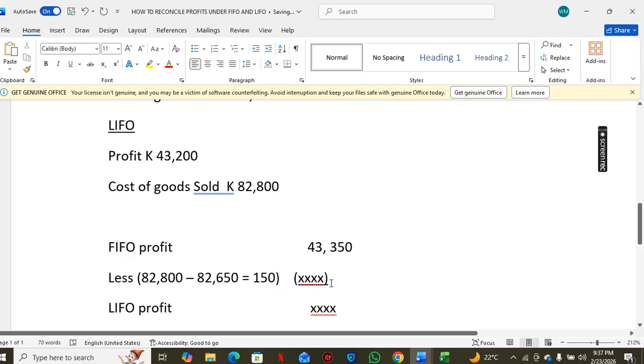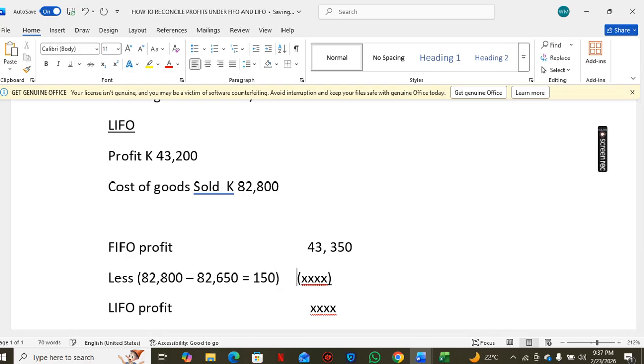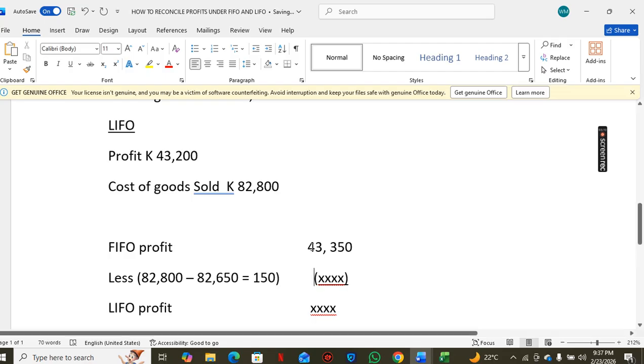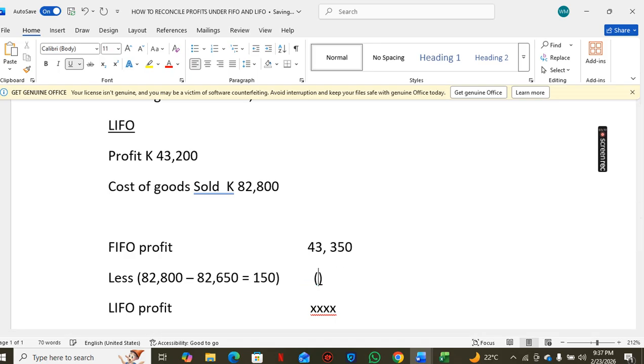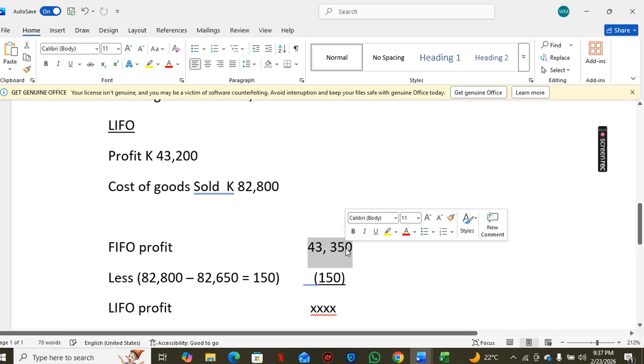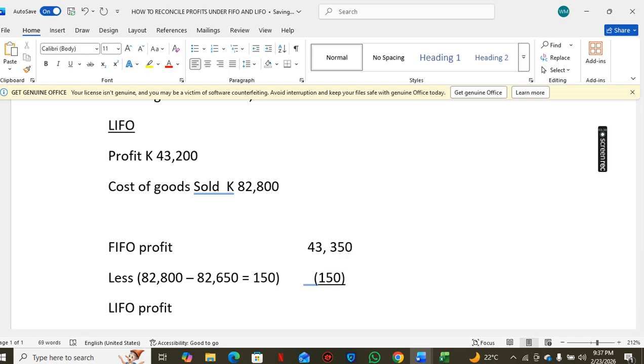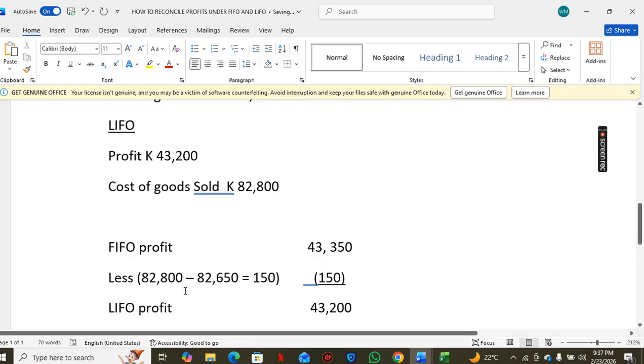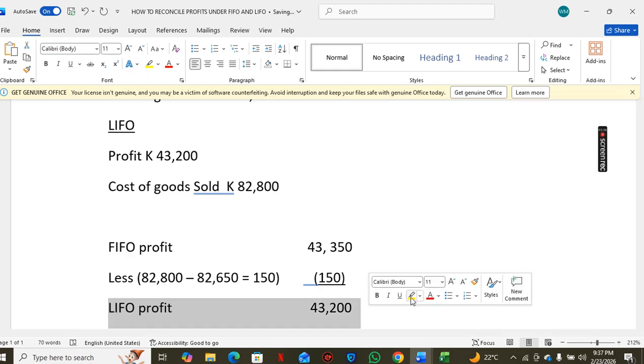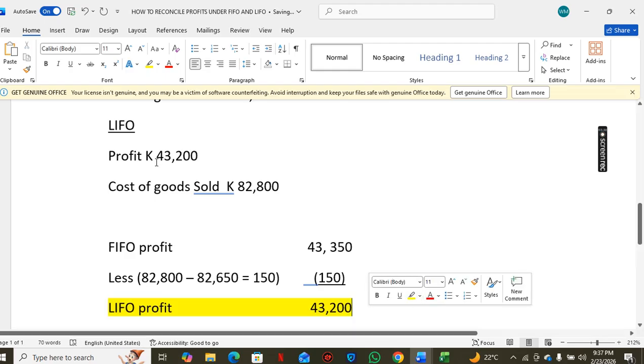So the FIFO profit is 43,350. We're going to subtract this 150. So 43,350 minus 150, we're going to get 43,200, which is the LIFO profit.